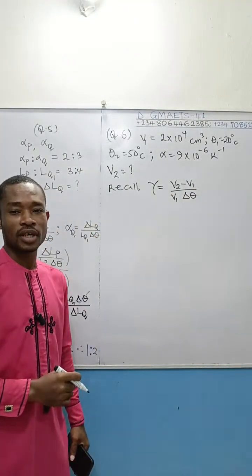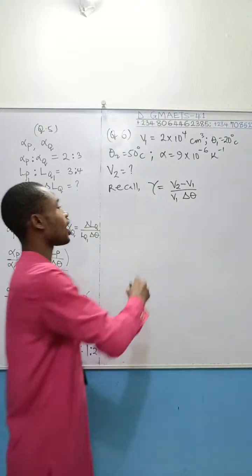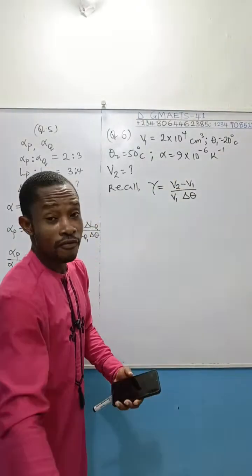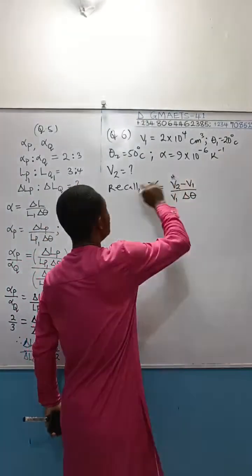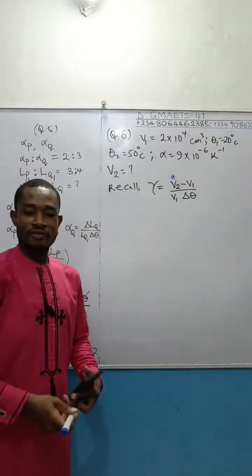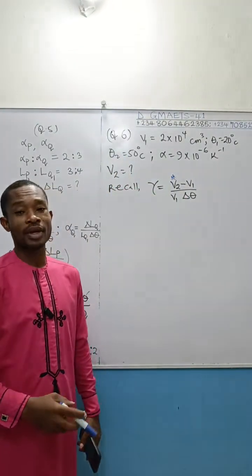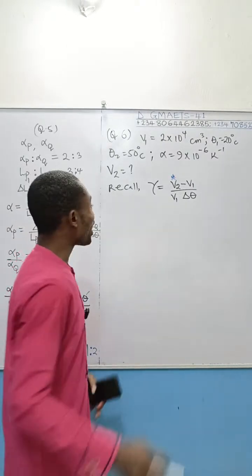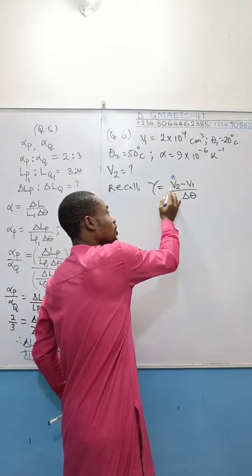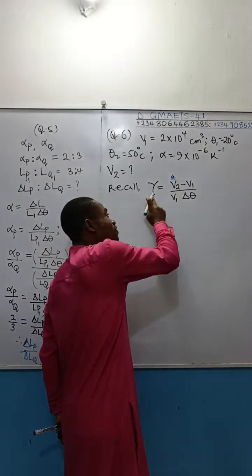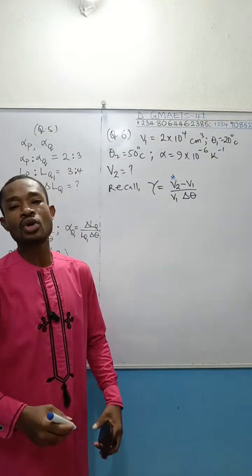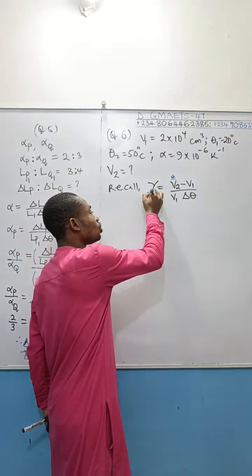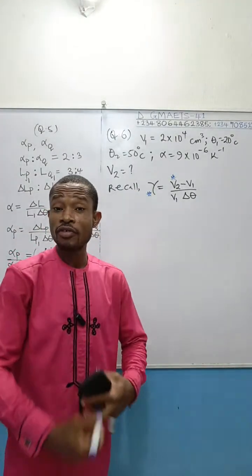This is the formula. We are looking for this guy. We don't know V2, the new volume, the volume at the final temperature. That's our problem. But unfortunately, for us to calculate this V2, we are supposed to know this guy, volume expansivity. Sadly, we still don't know the volume expansivity.